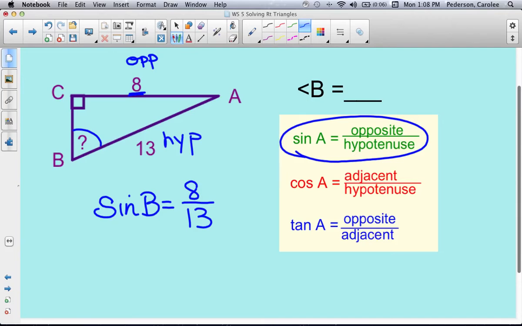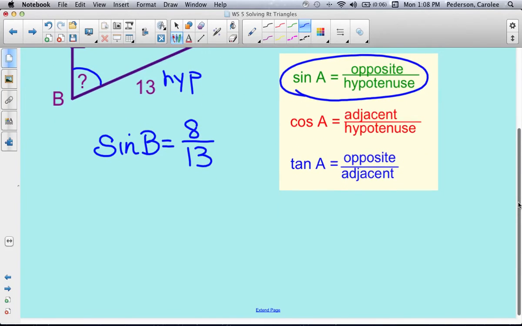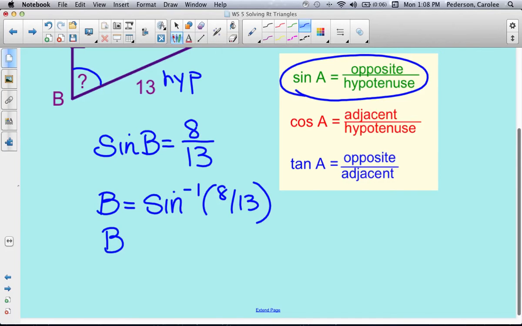Now we're trying to find the angle measure, so we have to use inverse trigonometry. So to find the angle B, we take sine inverse of 8 over 13. With your calculator, go second sine, and then 8 divided by 13, and push enter. And you should get angle B's measure is 37.98 degrees.